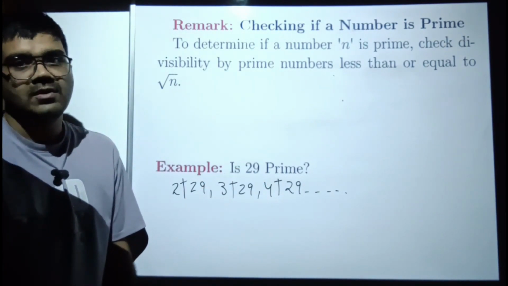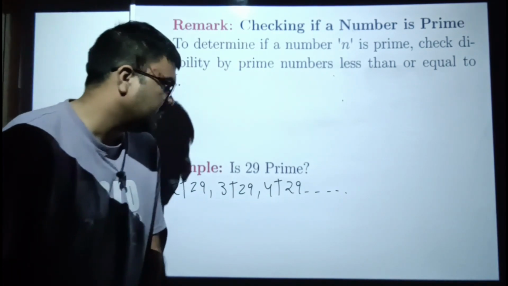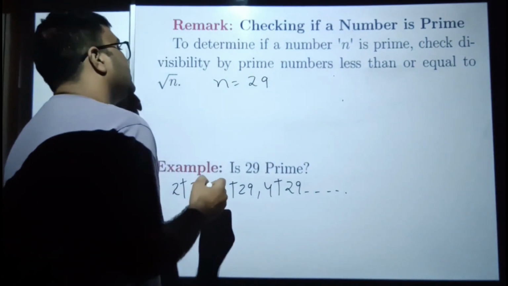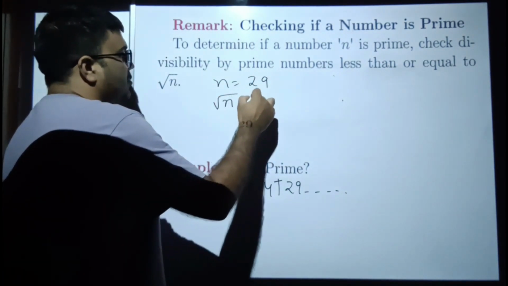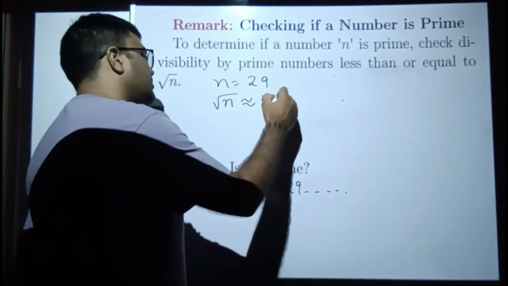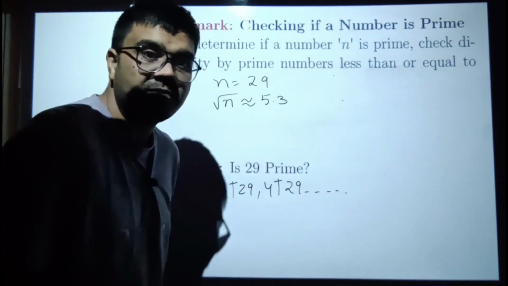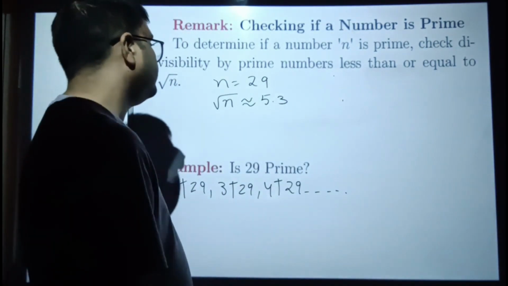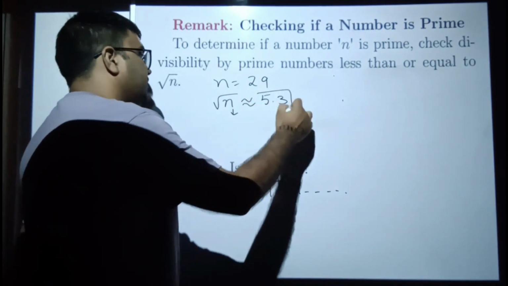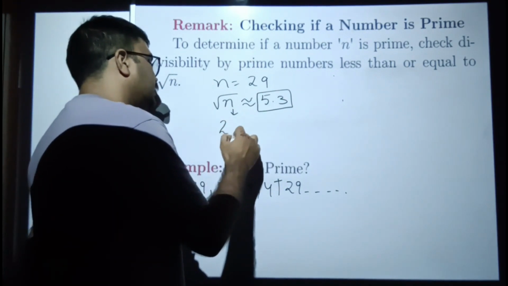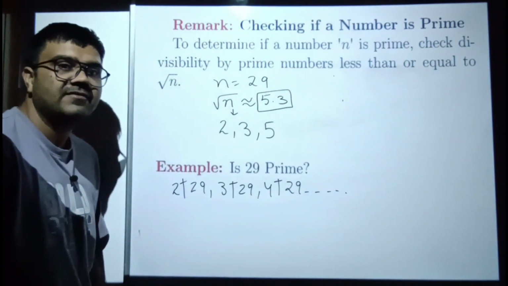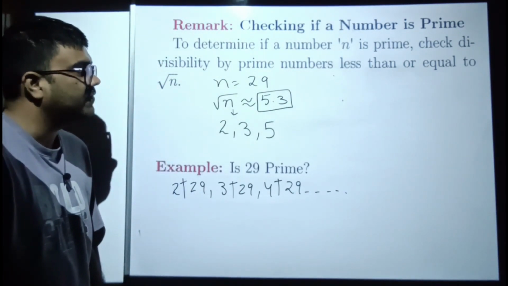Now another method we have over here is, consider this number 29 as n. Suppose n is equal to 29. Calculate the value of square root of n, some approximate value. If we calculate the square root of n, we will get some value like 5.3. Say the approximate value we have is 5.3. We will list all the prime numbers less than 5.3. The prime numbers less than 5.3 are 2, 3 and 5. These are the three prime numbers that we have, which are less than square root of 29.